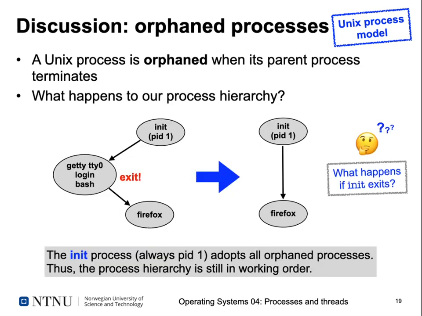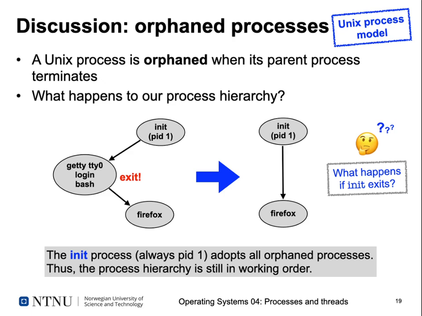Now, what can happen is if you're in such a process hierarchy here, like you have init as a process ID 1, which just generated the getty process as a child. Getty created a login process, login created bash, and bash created, because you typed the name of the command, a Firefox command. And now you exited the shell that started Firefox. Well, then Firefox no longer has a parent because your bash shell would no longer exist here.